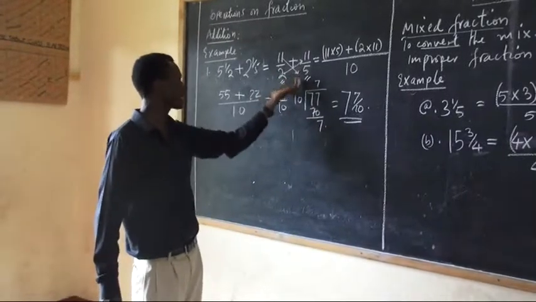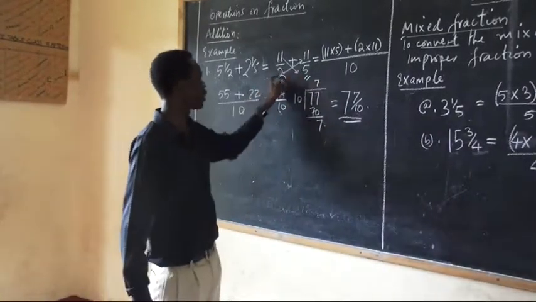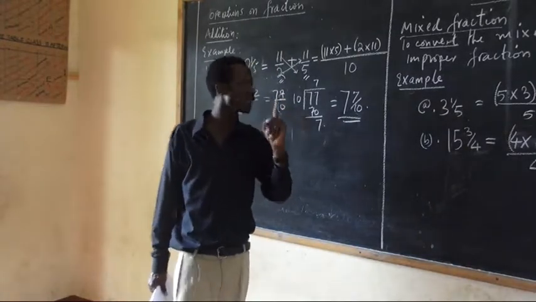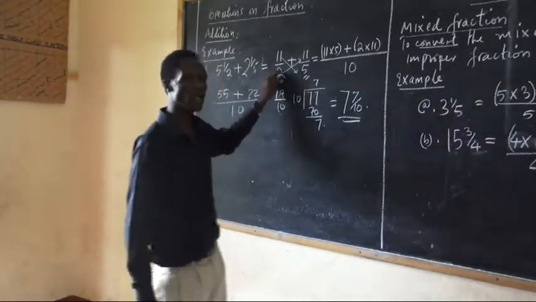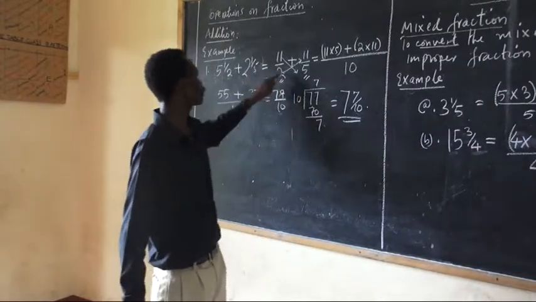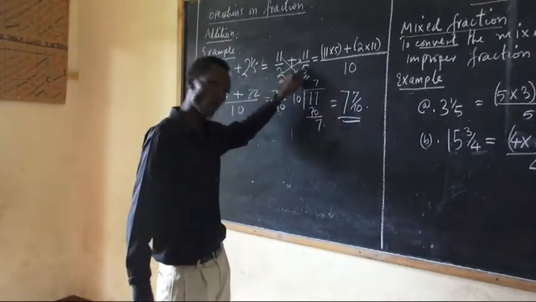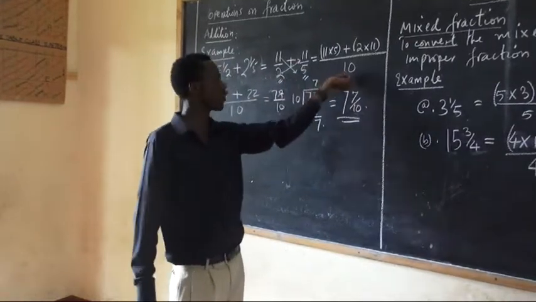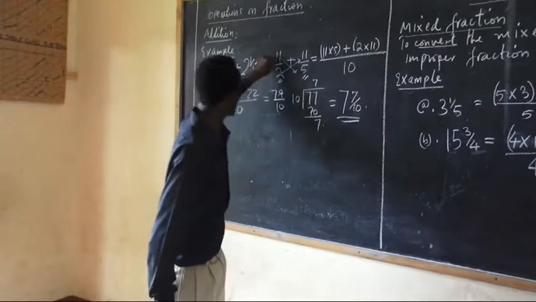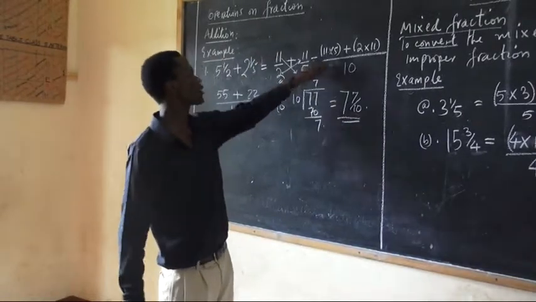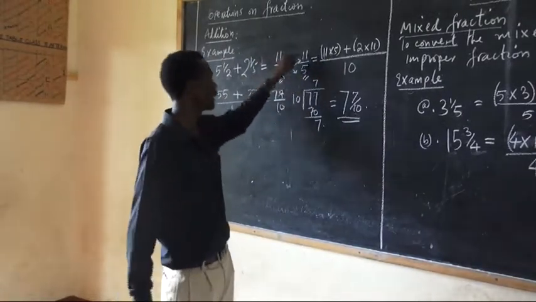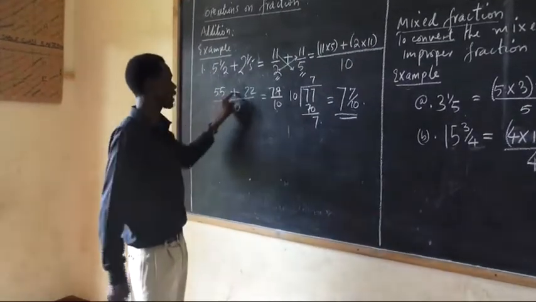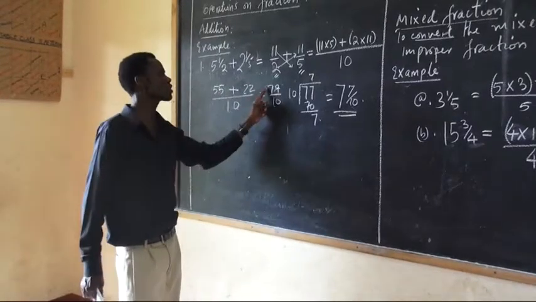Now, after we have converted them, we have got two denominators. We just want to have the same denominator, only one denominator. Because tunataka tuwe na denominator moja. Kwa hiyo tunapofanya sasa, tunachukua huyo hapa, tunamzidisha na huyo hapa. You take 2 times 5, which is equal to 10. Then you take 11 times 5, and 2 times 11, and then you get 55 plus 22 over 10.